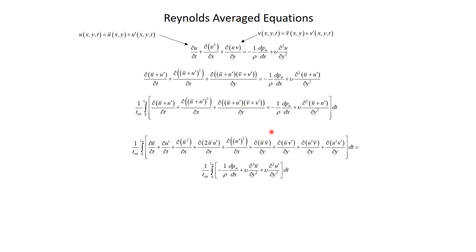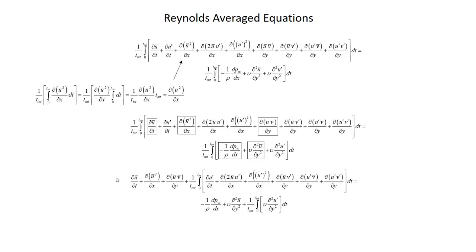On the other side, I have the gradient of the free stream pressure, and then finally this is two second derivatives. So the second derivative of u bar with respect to y, and the second derivative of u prime with respect to y. Okay, so let's go through these terms and see where we get to.